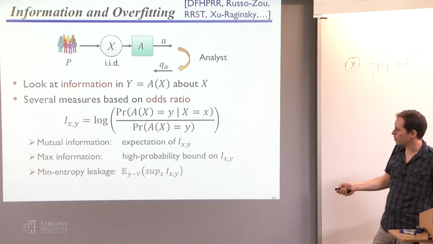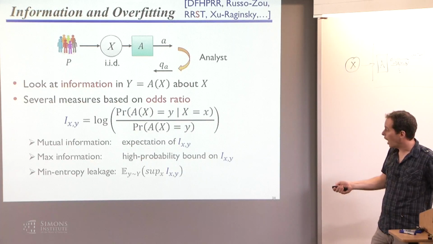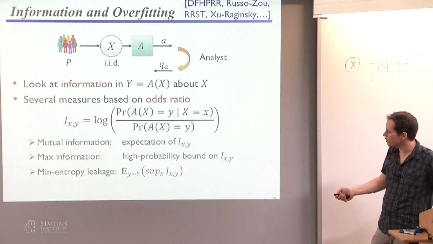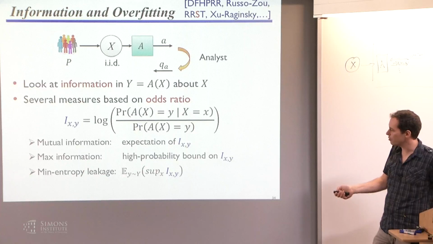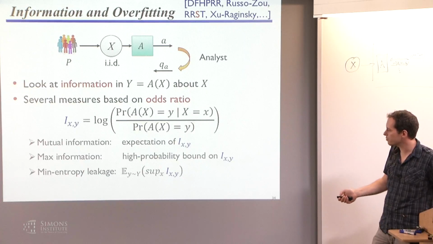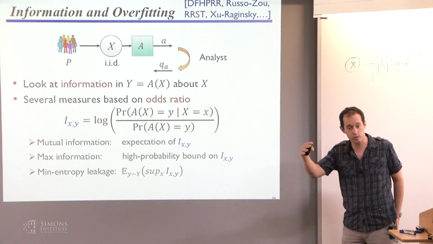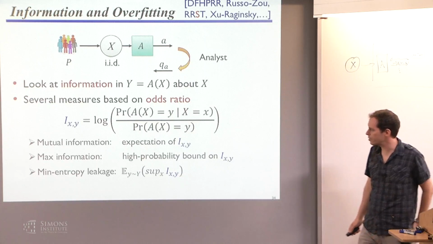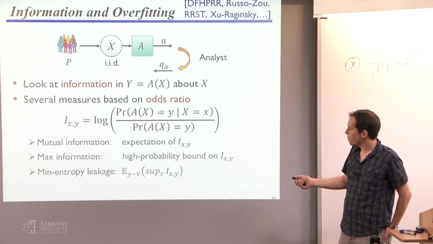There's something called max information, which is a high probability bound on this ratio. There are various other notions, like you could look at some expectation over Y over the supremum over X of this ratio, and various other things. You can look at moments of the ratio. Those are called Renyi divergences, measures of Renyi information.